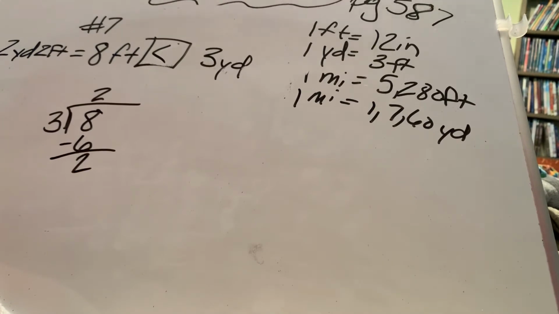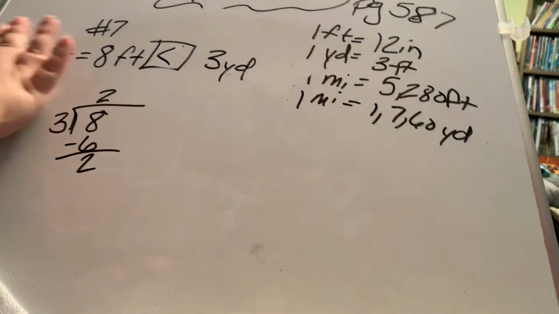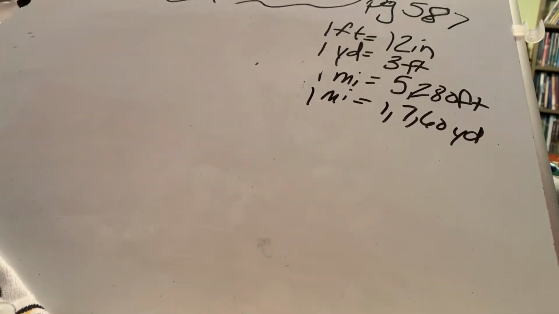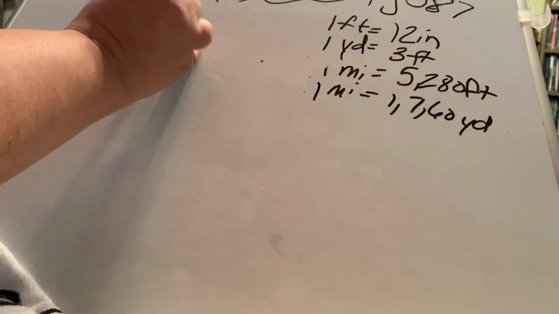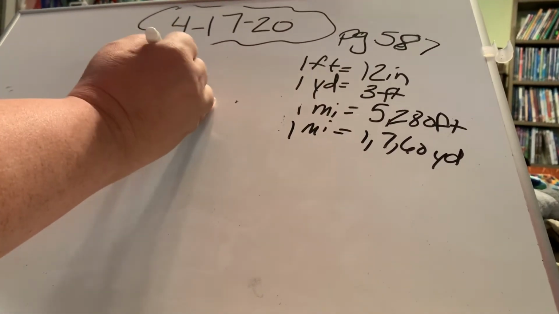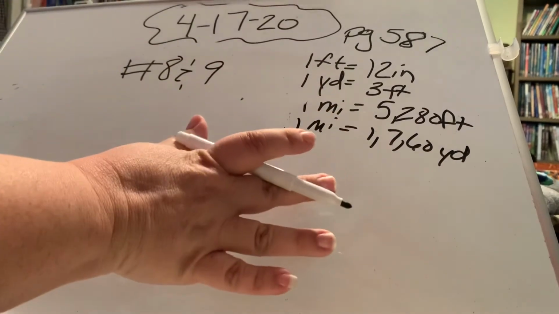All right, so again, the main thing you have to remember for these type of problems is that you have to convert, okay? So I am going to ask you to pause again and do numbers 8 and 9, okay? All right, ready? Pause.